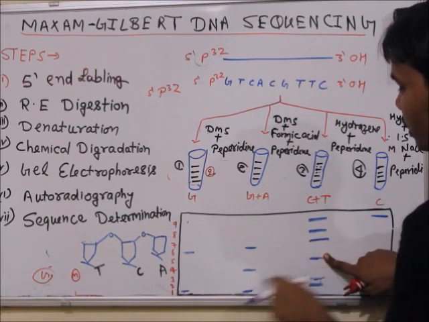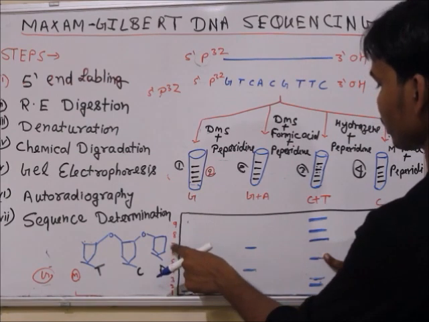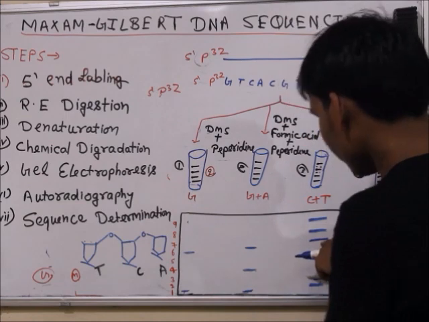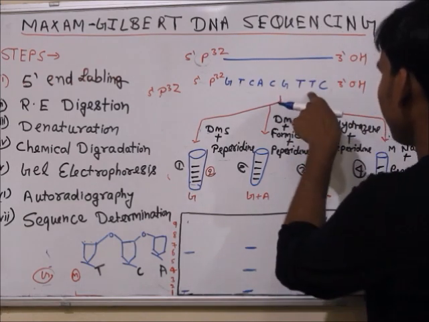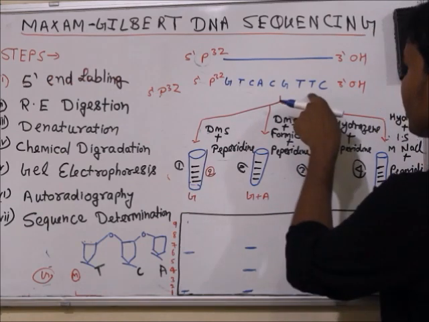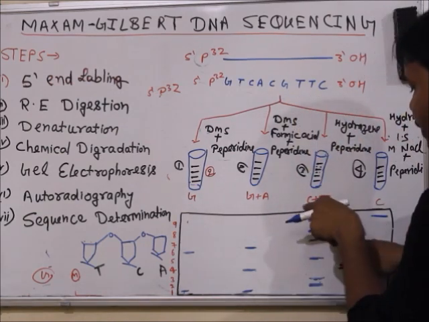In the 7th position, T. 1, 2, 3, 4, 5, 6, 7. That is T. Again, in the 8th position, that is T. Because T is available here, T and cytidine.